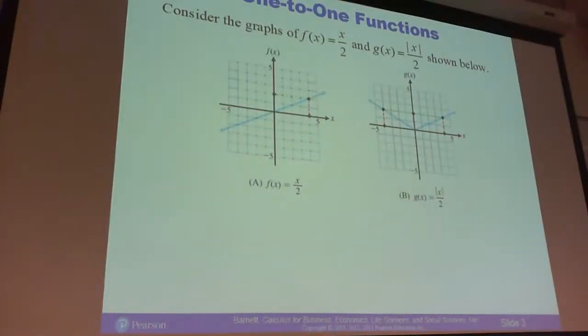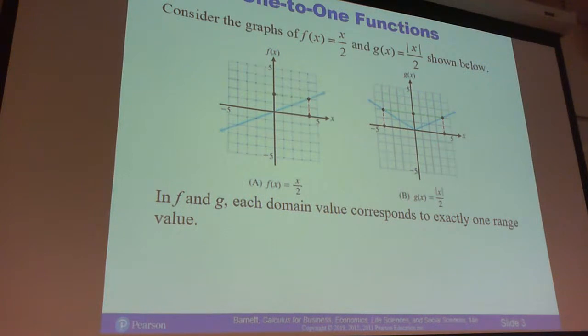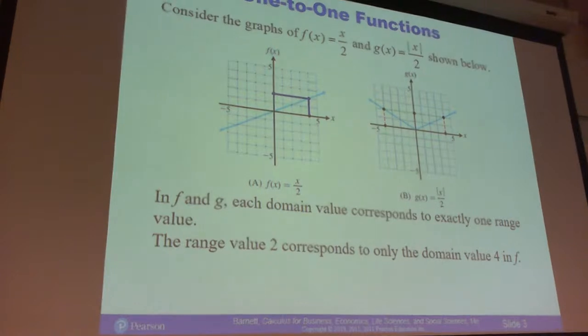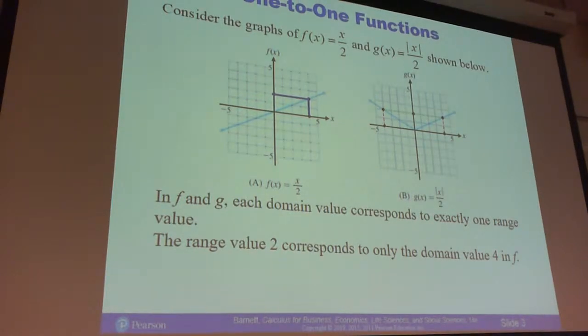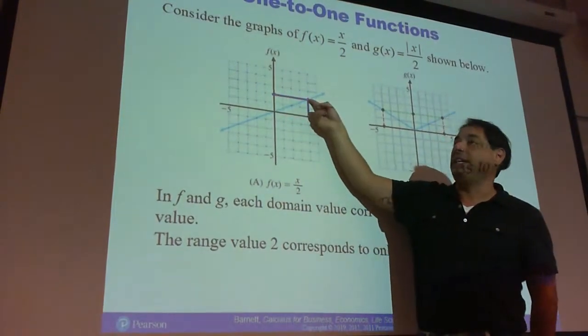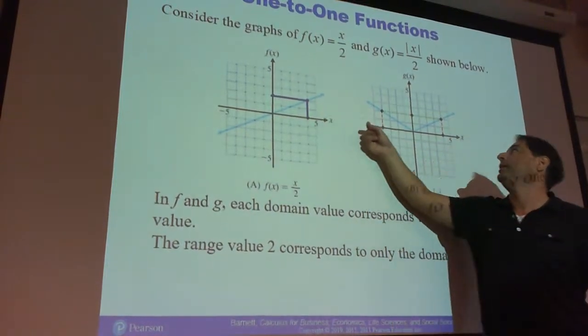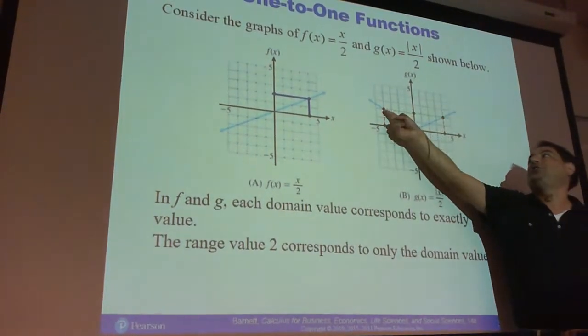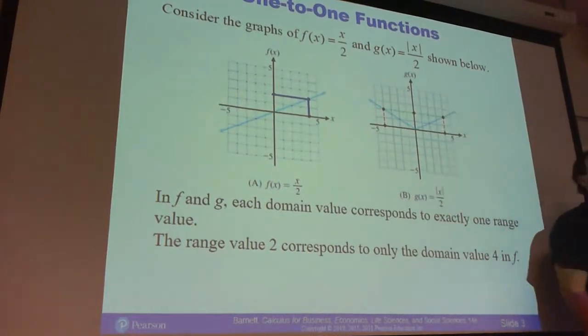A one-to-one function, every x has a unique y, and every y has a unique x. So here, f and g, each domain value corresponds to exactly one range value. Every x corresponds to exactly one y. But the range value 2 corresponds to only the domain value 4 in function f. So every x has to have a unique y, and every y has to have a unique x in order to be one-to-one. Here, this y has 2 values for x, so it's not one-to-one.